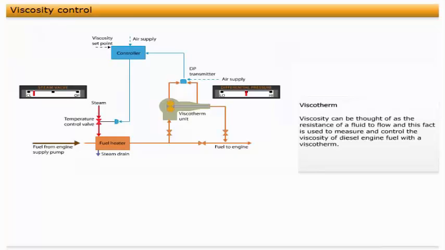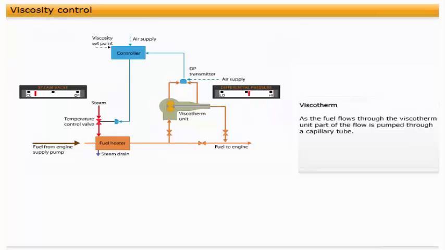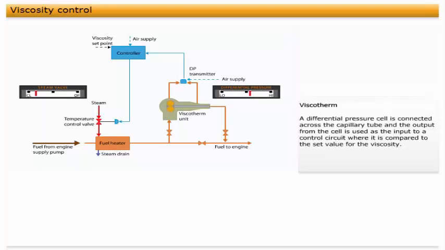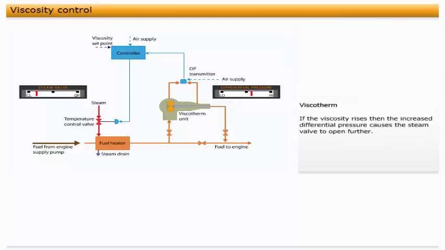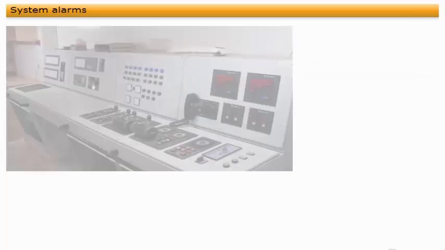Viscosity can be thought of as the resistance of a fluid to flow, and this fact is used to measure and control the viscosity of diesel engine fuel with a viscotherm. As the fuel flows through the viscotherm unit, part of the flow is pumped through a capillary tube. This creates a pressure differential along the length of the capillary tube. This pressure differential will increase as the viscosity increases. A differential pressure cell is connected across the capillary tube, and the output from the cell is used as the input to a control circuit, where it is compared to the set value for the viscosity. The output from the control circuit is used to operate an automatic steam valve. If the viscosity rises, then the increased differential pressure causes the steam valve to open further.